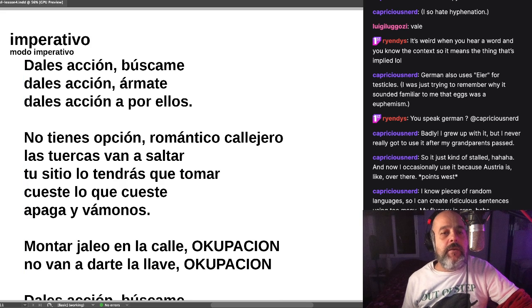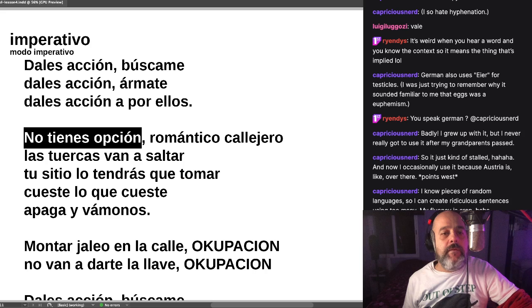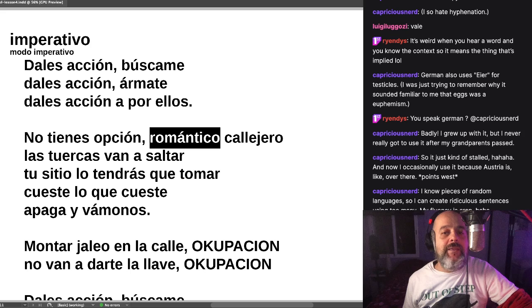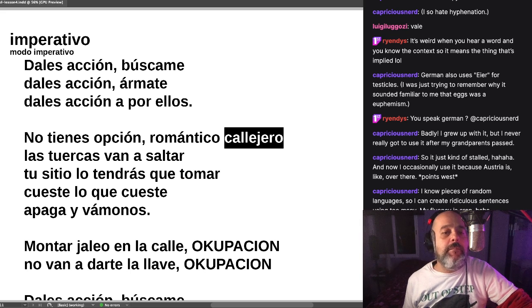So again, let's translate this part of the song. No tienes opción. You don't have an option. So tienes opción, you have an option, but you don't have an option because the no comes before. No tienes opción. Romántico callejero. Callejero is from the street, and romántico is a romantic person. So, romantic man from the street.